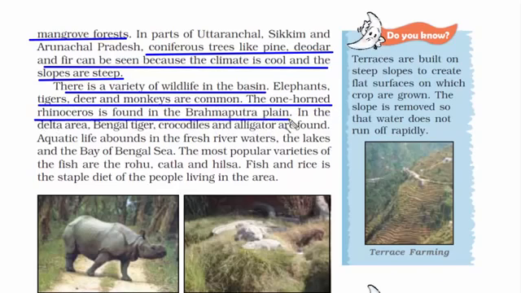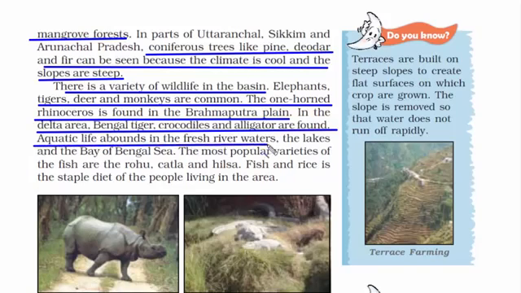Elephants, tigers, deer and monkeys are common. The one-horned rhinoceros is found in the Brahmaputra plain. In the delta area, Bengal tigers, crocodiles and alligators are found. And we also have rich aquatic life in the fresh river waters, the lakes and the Bay of Bengal Sea.